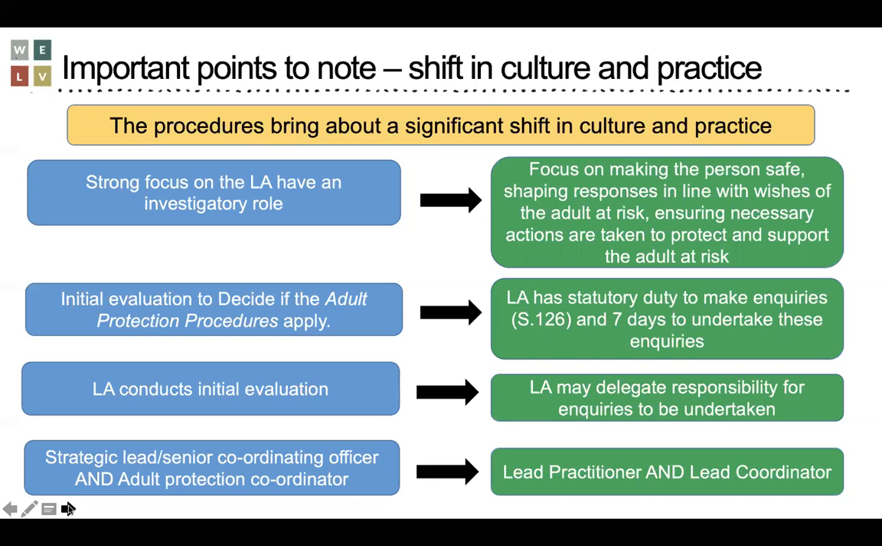The roles and responsibilities that were previously set out under POVA included a strategic lead or senior coordinating officer and an adult protection coordinator. We now move to lead practitioners and lead coordinators. So this video concludes section 3 of the procedures. The next video to follow will be section 4.